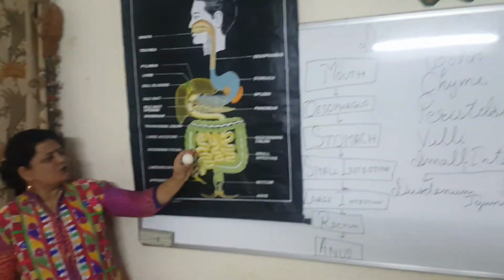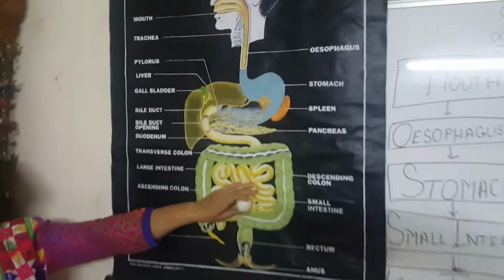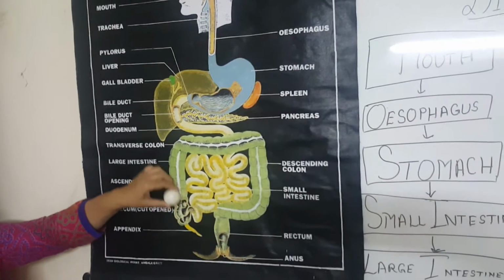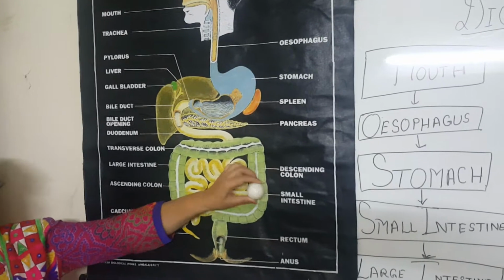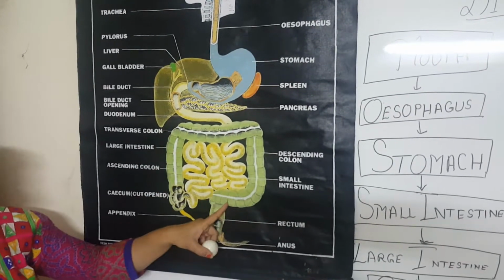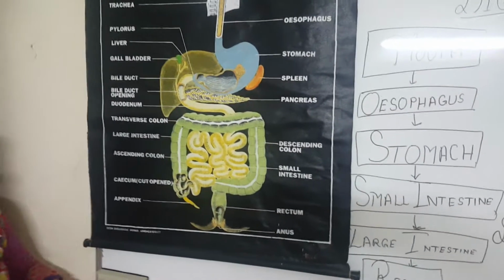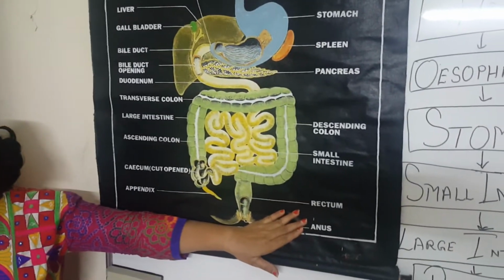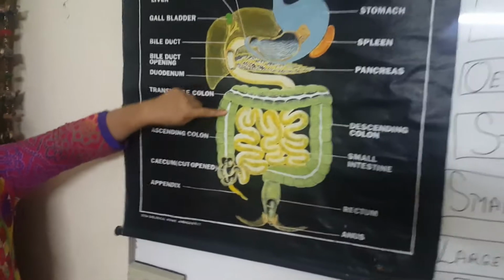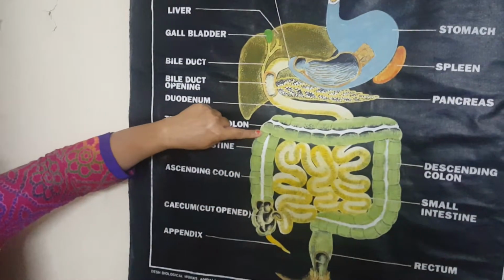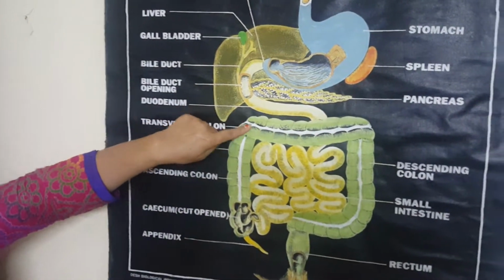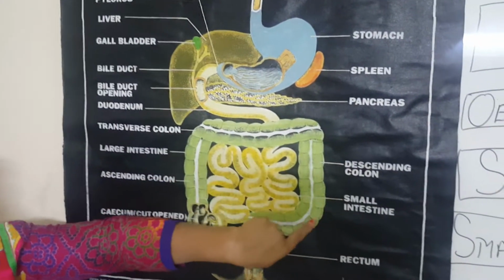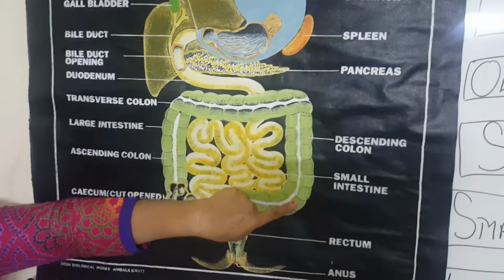So now your food reaches the small intestine, whereas after the small intestine it goes to the large intestine. This is your large intestine. When we talk about the large intestine, it's divided into three parts. What are these three parts? If you see this part, this is your ascending colon. The next is T-shaped, which is known as the transverse colon, and the last one is the descending colon.